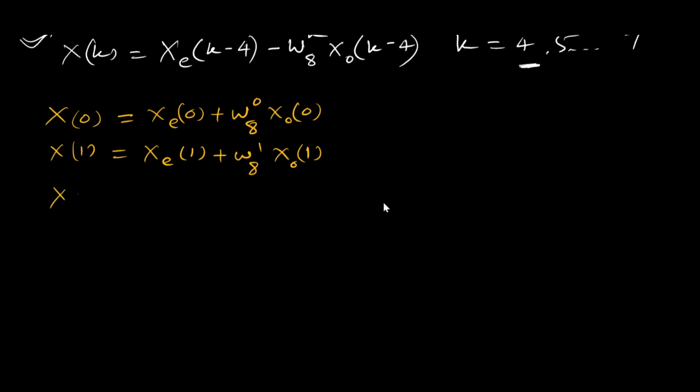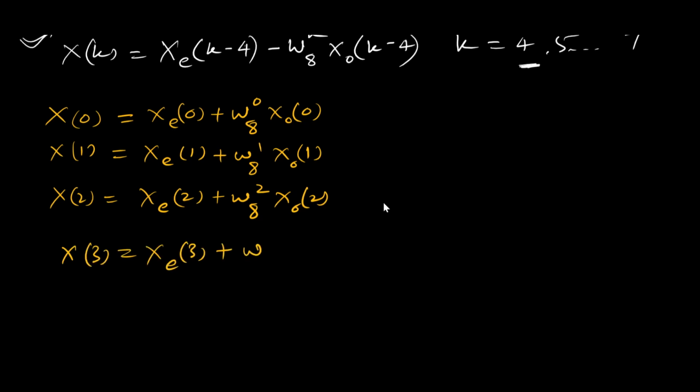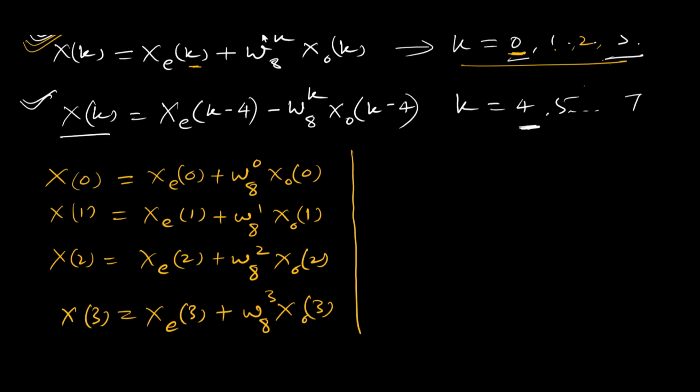Then x2 will become equal to xe2 plus w8 to the power 2 x naught 2. All right, then x3 equals xe3 plus w8 to the power 3 x naught 3. Okay, now let us calculate for equation number 2.